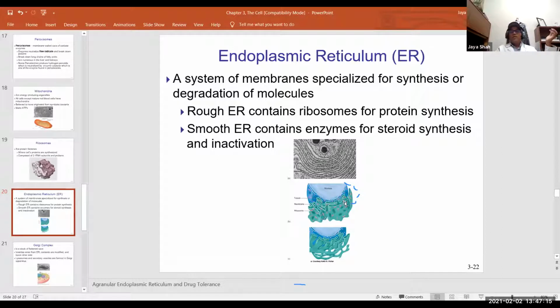The inner membrane of the ER is attached to the outer membrane of the nuclear membrane. Okay? Rough ER makes protein, whereas smooth ER makes lipid, cholesterol, steroid, and other hormones. And it also inactivates the hormones and steroids. A smooth ER in skeletal muscle stores calcium for the muscle contraction. Okay?